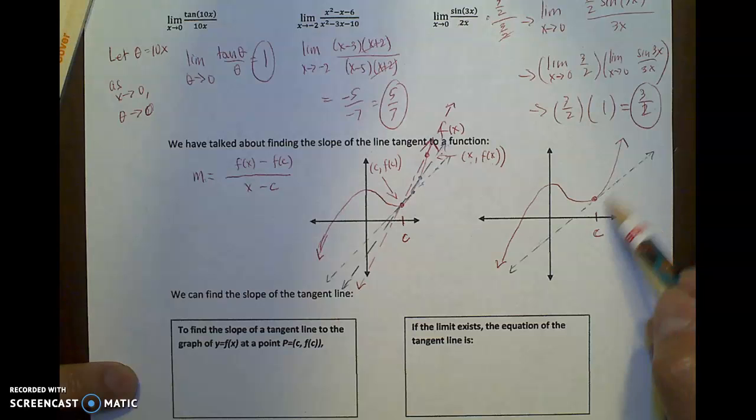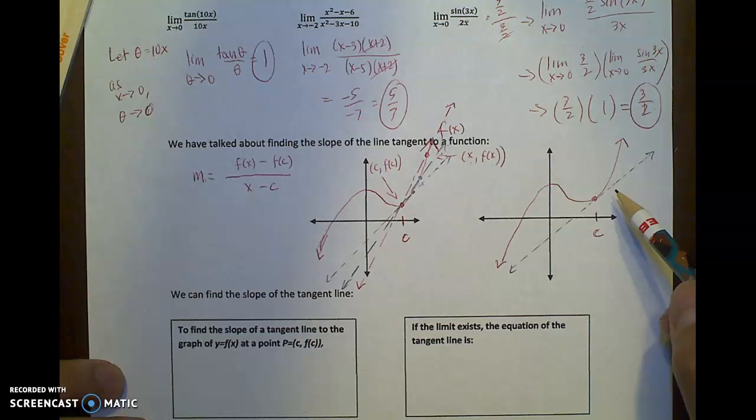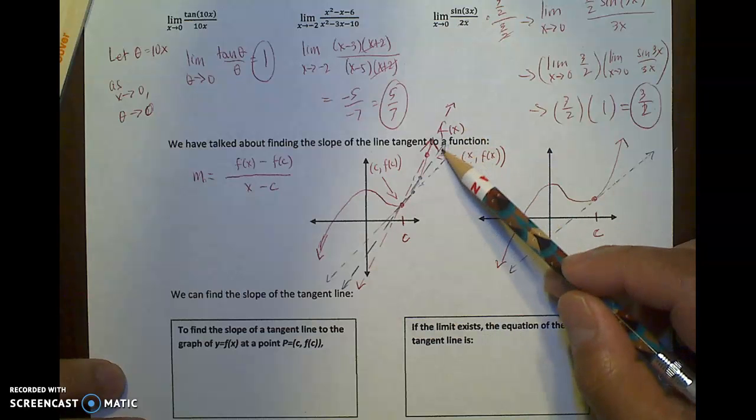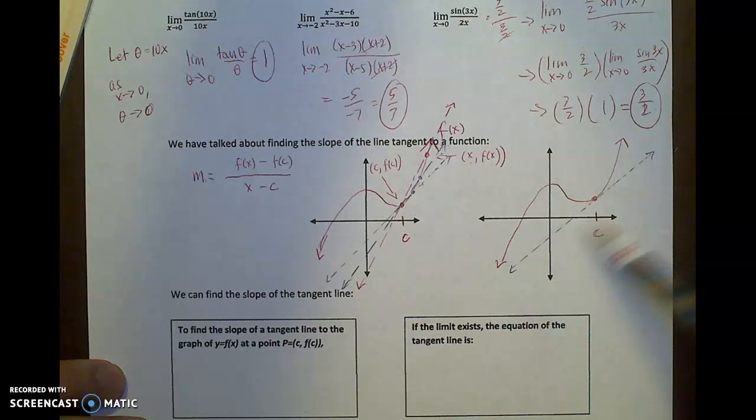Okay, so we are approaching the value of c. What's going to happen as I change my x value, as it gets closer and closer to c, is that secant line changes into what appears to be a tangent line.